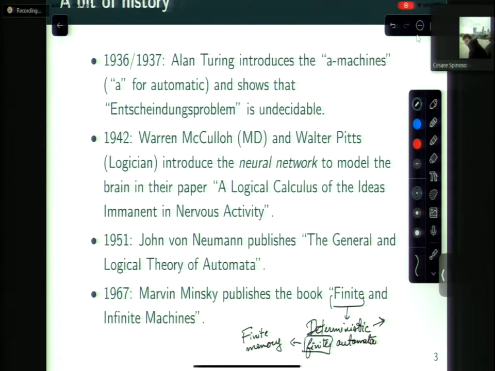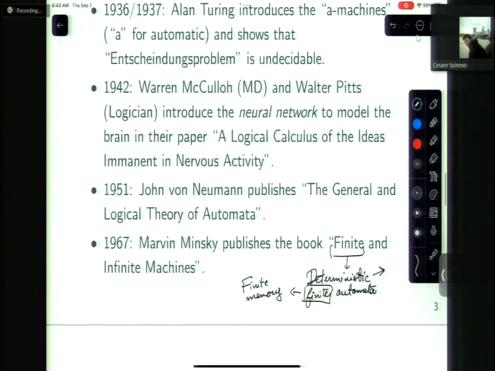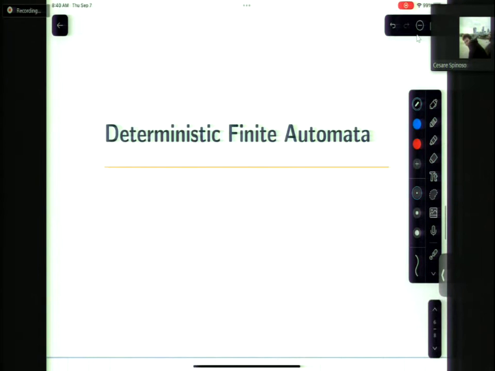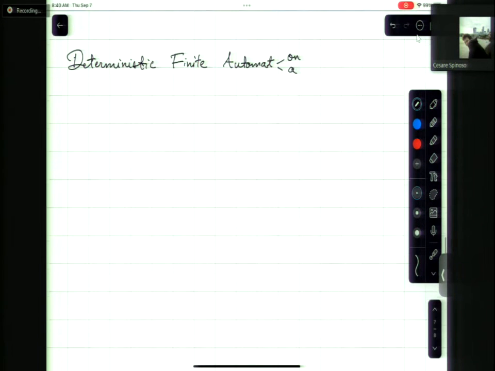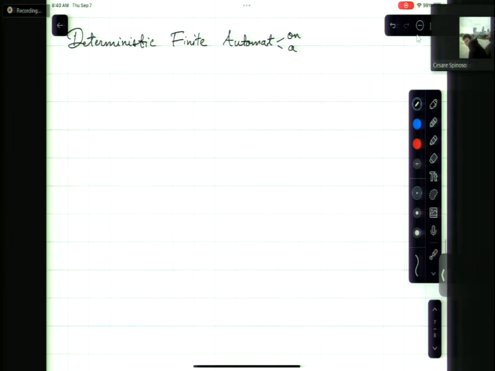Okay? So that's the reason why we call them finite. Okay? So let's actually start talking about deterministic finite automata. So now I'm going to switch back to my beautiful handwriting. So I think the first thing I want to do is give you a general high-level idea of what a DFA is, and then we'll look at some concrete examples. Okay? So let me give you an informal definition.